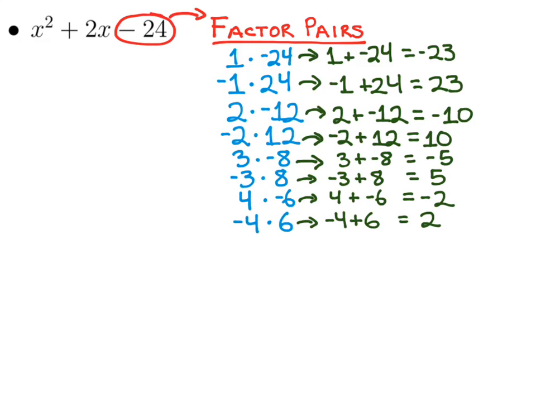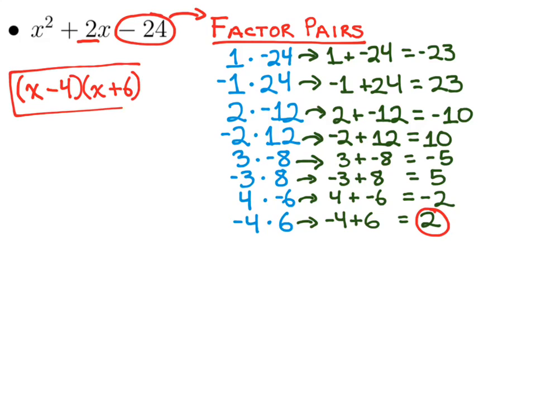Now the one we want is the one that matches the middle term in the original problem. So we're trying to match 2x, so we want the one that adds to 2, which came from negative 4 and 6. Yay! So our answer is going to be x minus 4 and x plus 6 multiplied together.